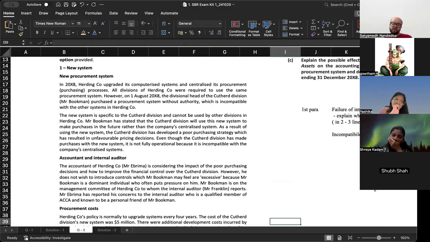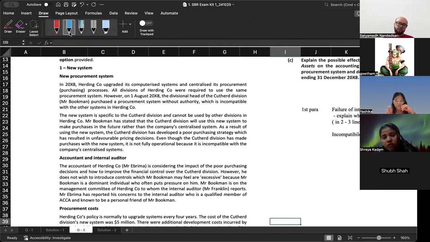All divisions of Herding Company were required to use the same procurement system. However, on 1st of August 2008, the divisional head of the Cutherd division purchased a procurement system without authority, which is incompatible with other systems in Herding Company. Maybe Herding Company throughout uses SAP, and this person went and bought Tally. That is where the incompatibility comes in. Plus, he did it without appropriate authority. He should have taken someone's approval. That approval he did not take.